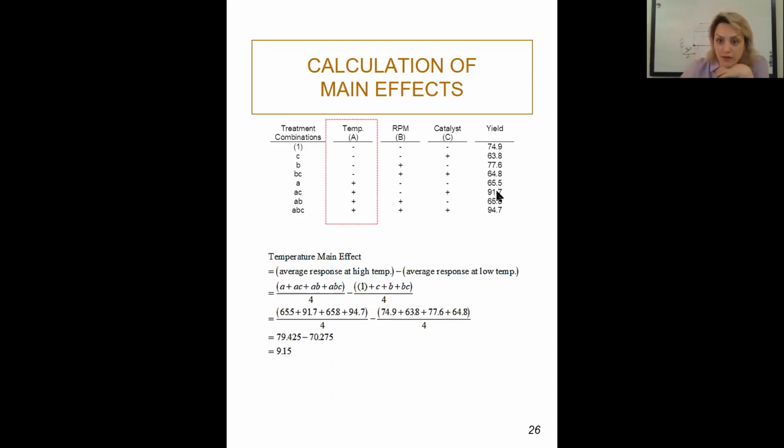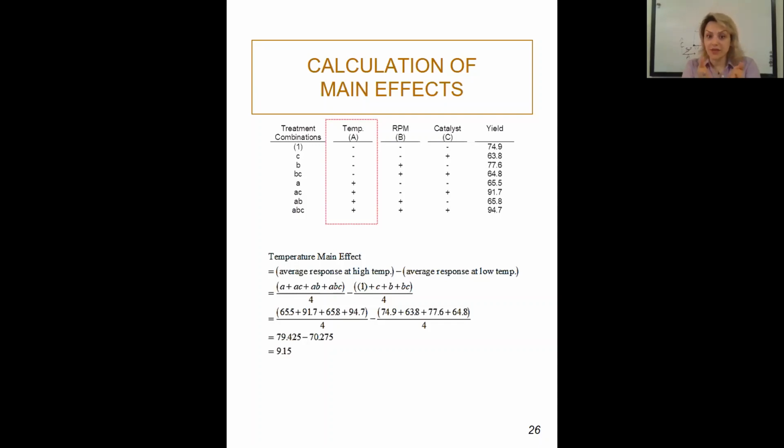Like here, I would say 65.5 plus 95.7. You see that? 65.8 plus 94.7 divided by 4. And then you would have whatever you have on the low one divided by 4. So the temperature main effect here is 9.15. And it means that when we are going from low to high, like from 100 to 200, the rate of the temperature that is changing is 9.15 per unit. So that's going to help us later when we want to develop our regression model.